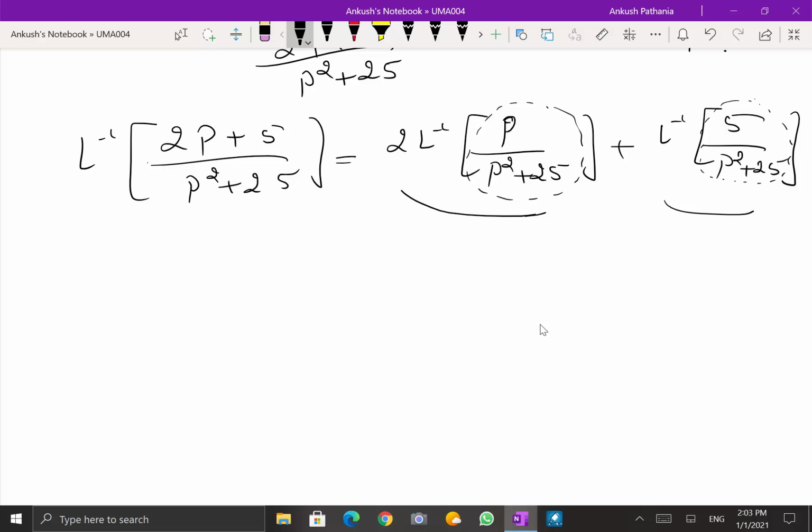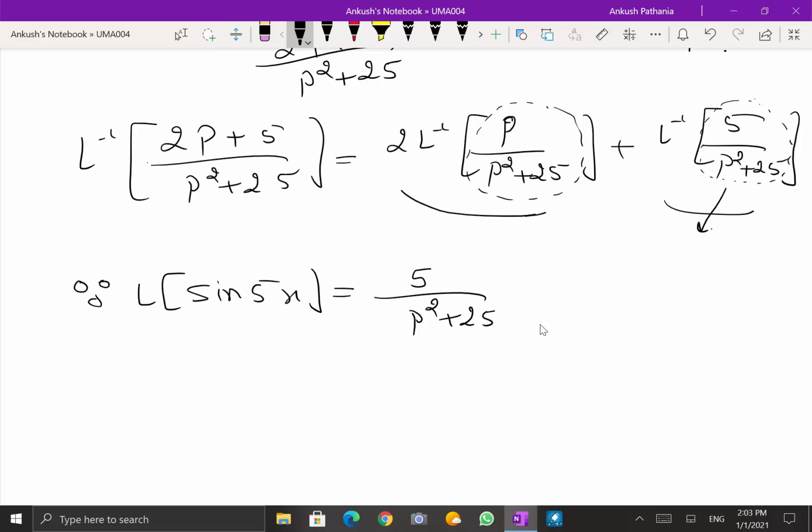So let us work out one by one. Let me take this first. Since this correlates with the formula of sine, and I know the Laplace of sine 5x, because we have done the question in this form. So let me start with the form the way we did it in the previous lecture. So Laplace of sine 5x, we know it is 5 upon p square plus 25, and that is what he is asking you.